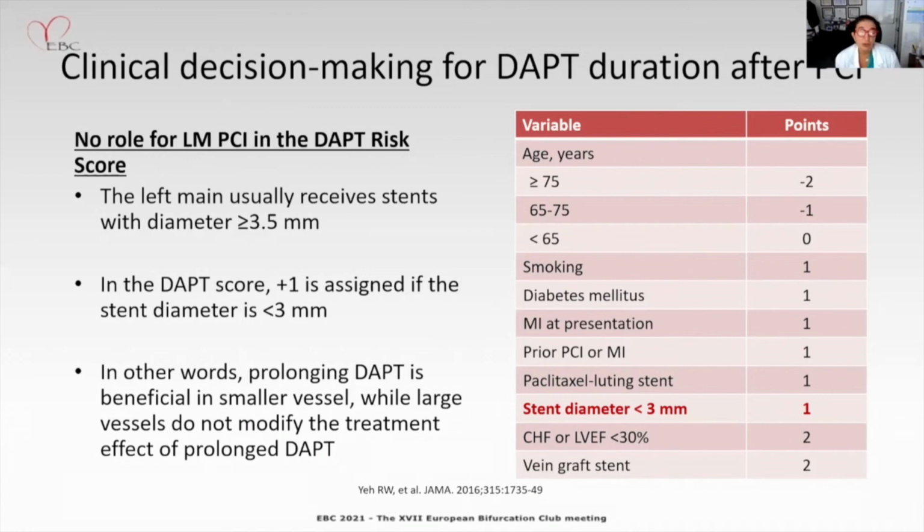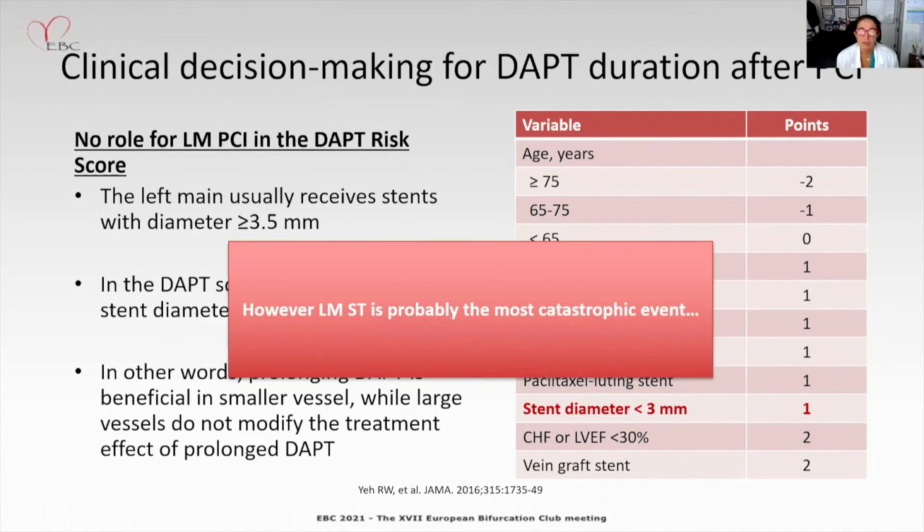So prolonging DAPT seems to be better for smaller vessels, but we often think about it in bifurcation lesions when there's a lot of metal in the carina, especially where we worry about stent thrombosis. And I think obviously that catastrophic event is what we worry about.